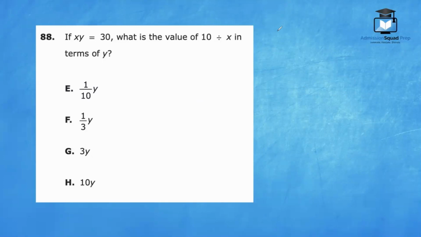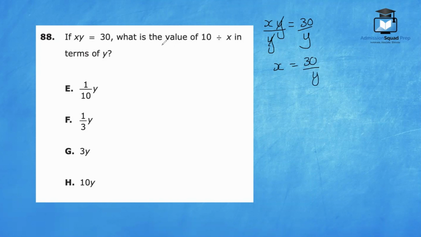Number 88, if x times y equals 30, what is the value of 10 divided by x in terms of y? Let's start off by solving for x. Since x times y equals 30, we can divide both sides by y to isolate the variable x. Remember, this is a multiplication bond right here. So the opposite of multiplying is division. So x equals 30 over y.